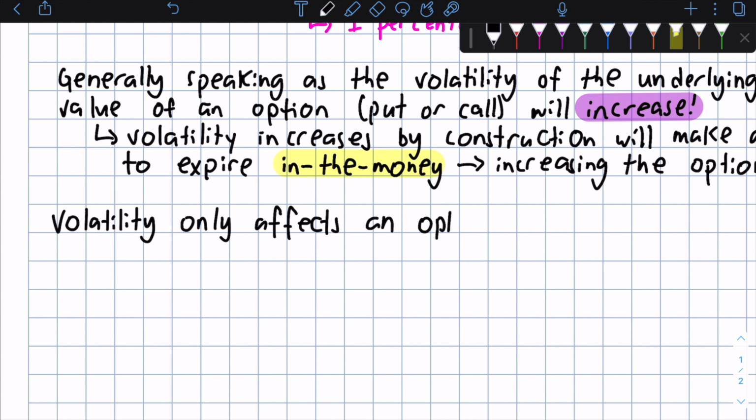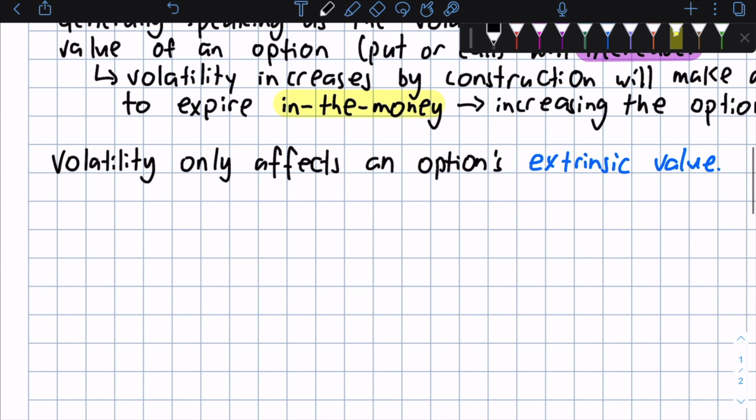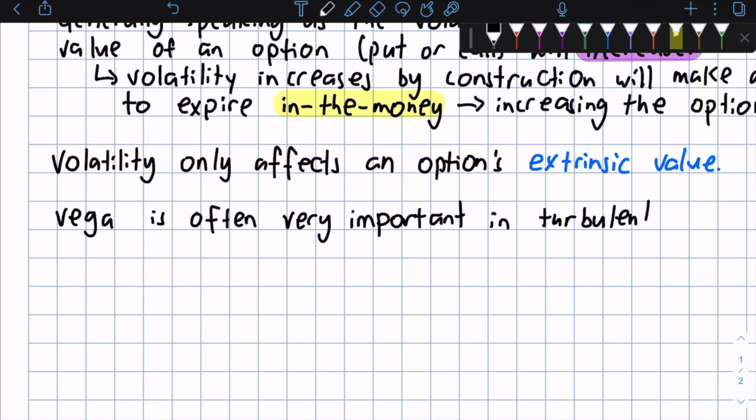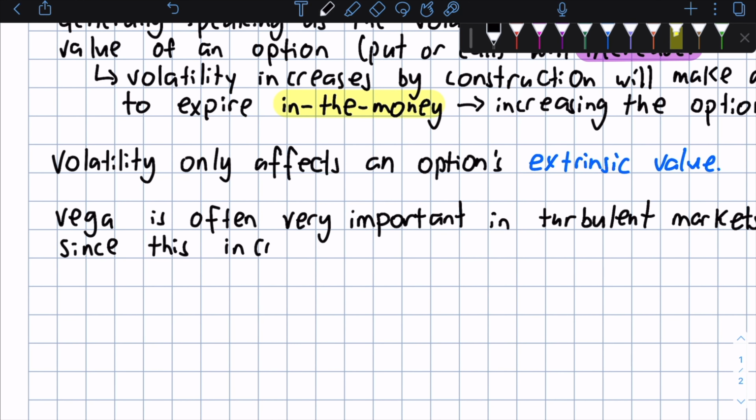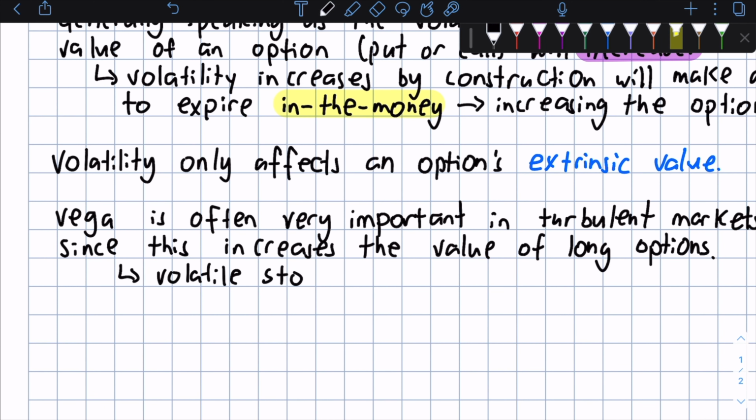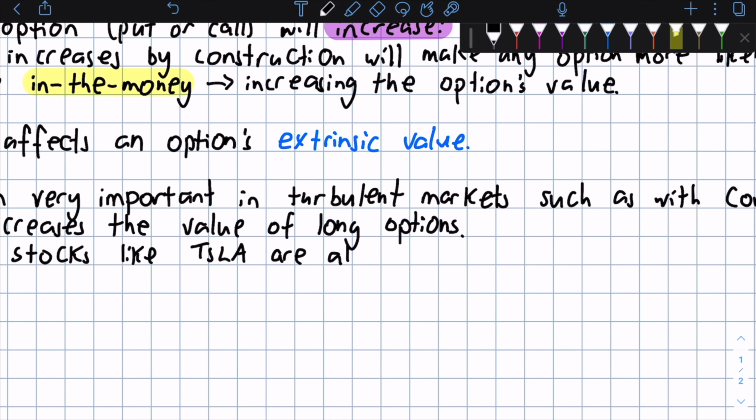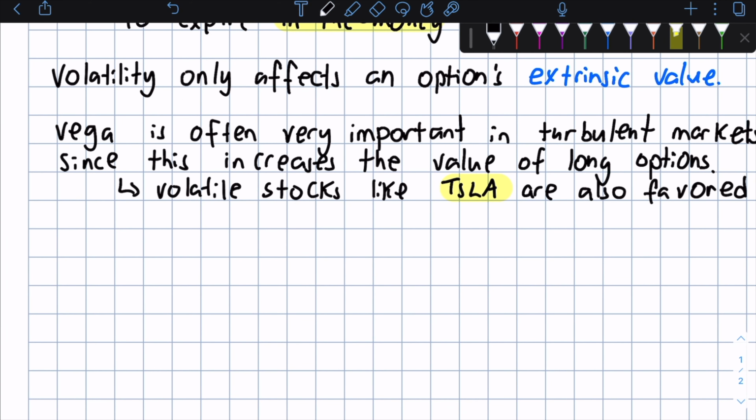Volatility only affects an option's extrinsic value, and we talked about this before. So it's the part that includes the time value as well. Vega is often very important in turbulent markets, such as with COVID, as we've seen. It's very volatile, since this increases the value of long-held options, as well as volatile stocks like Tesla, which are favored for this type of reason, and is why Vega is important.